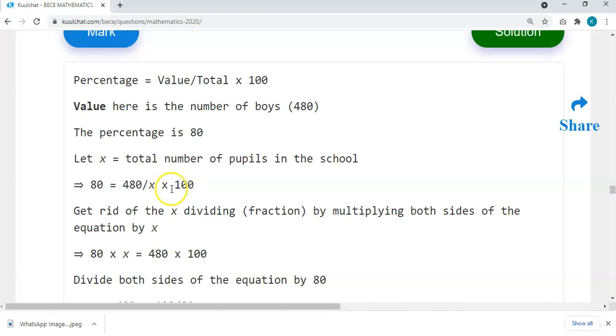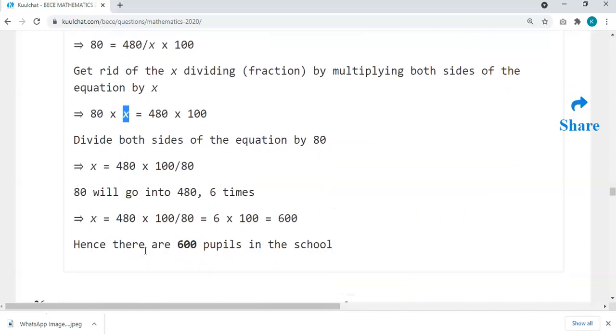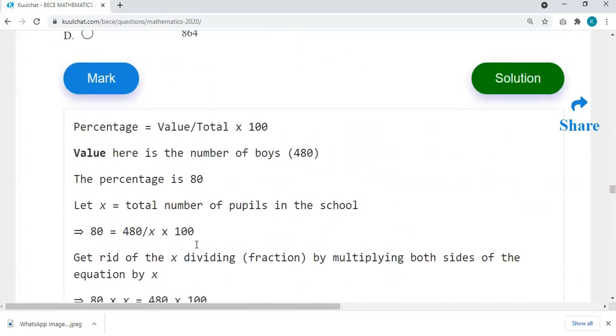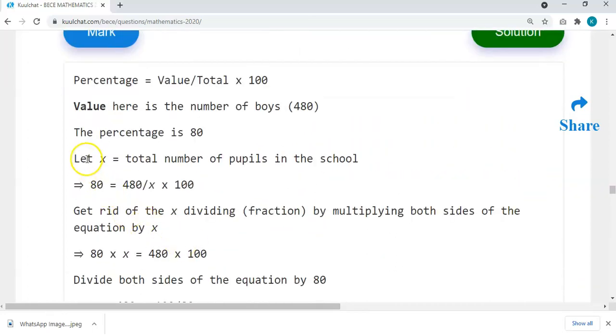Okay, so now if you make x the subject, you get 600 people. That's how it was solved. So here, since percentage is the number over the total number times 100, which gives us a percentage. We know the percentage to be 80. We know the number of boys should be 480. We are looking for the total amount, so times 100.